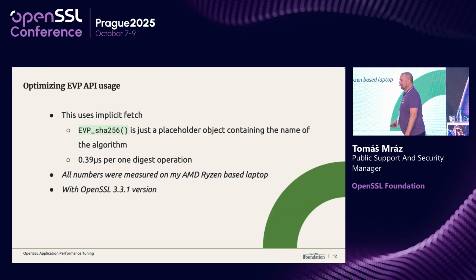This, of course, uses the so-called implicit fetch, because the EVP_sha256 is just a placeholder object that contains the name of the algorithm. And I measured these numbers on my Ryzen-based laptop with, you can see, this old 3.3.1 version. And it took 39 microseconds when divided by the number of the loop iterations.